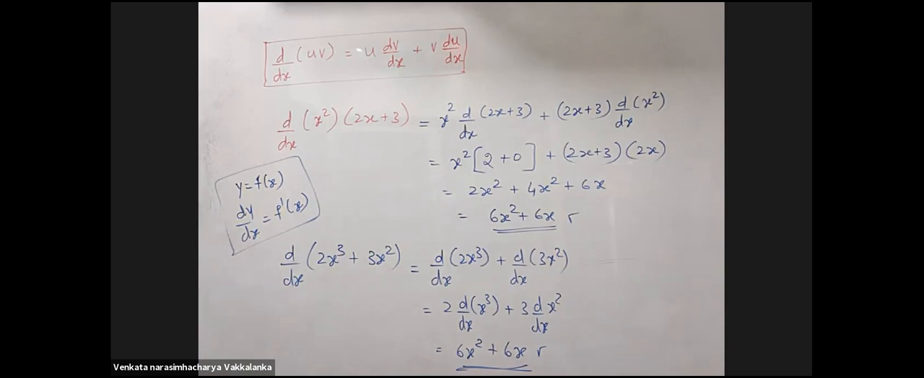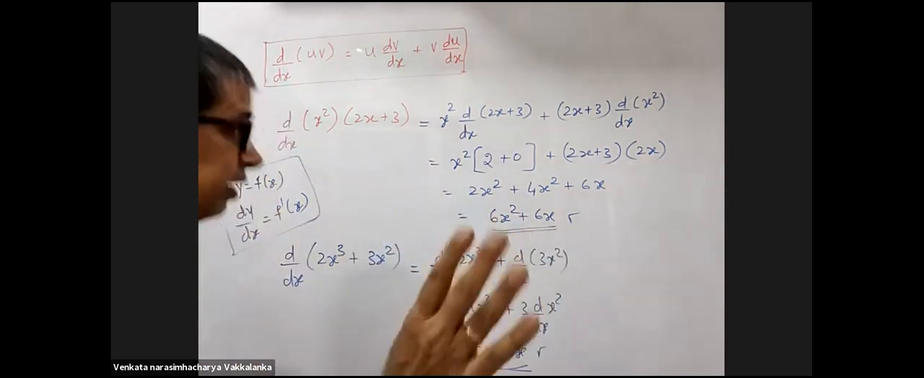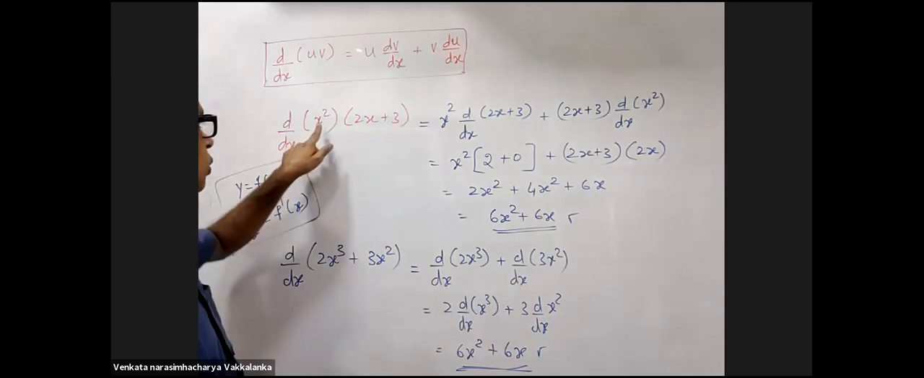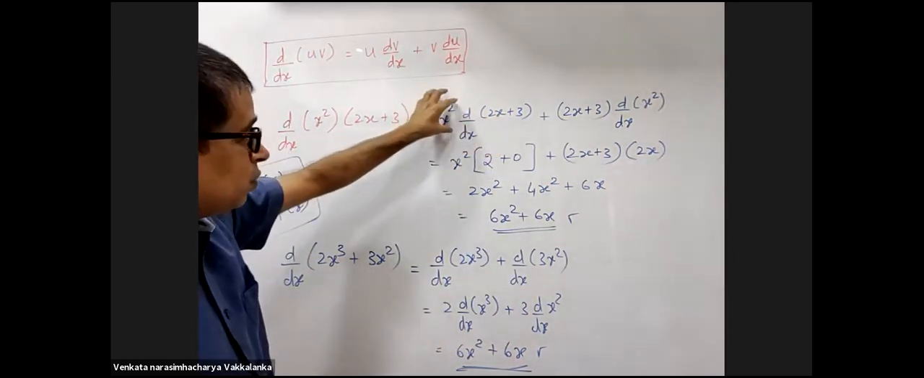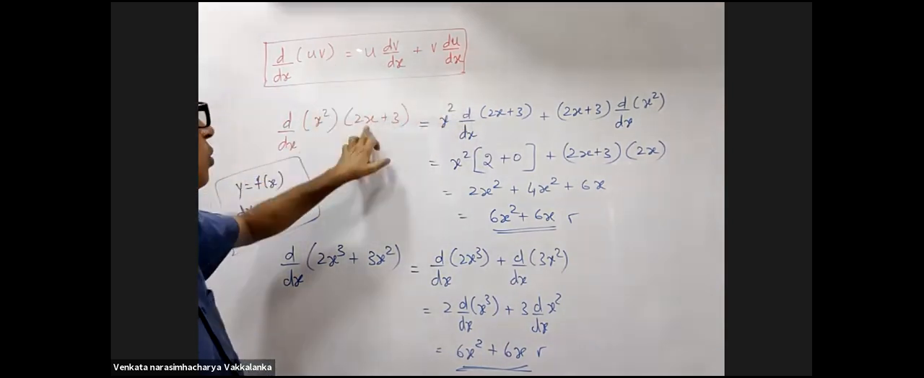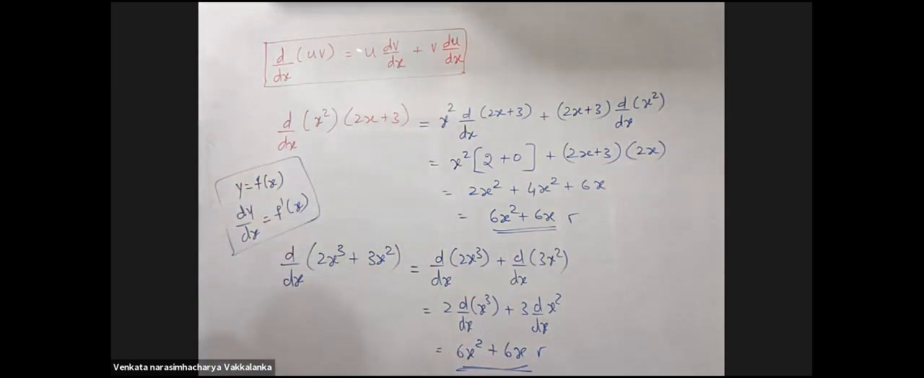Sir, can we say that we're taking u as a constant and then differentiating v, and then we take v as a constant and differentiate? No, that's what you need to know. X square is not a constant when I differentiated this. You kept that as it is and you differentiated 2x plus 3. Don't tell me I took it as a constant.